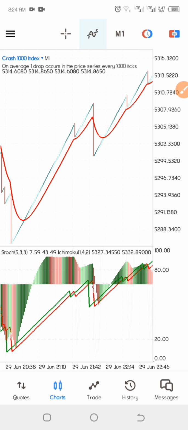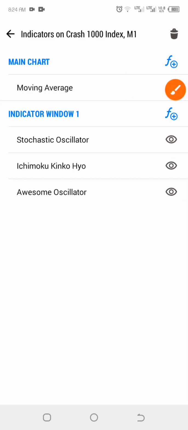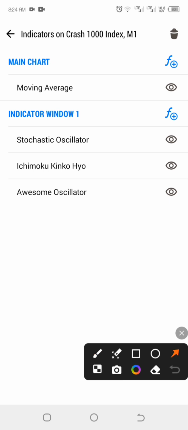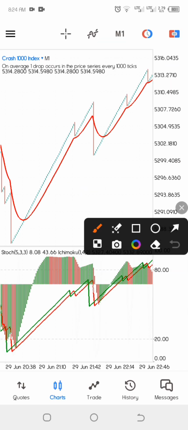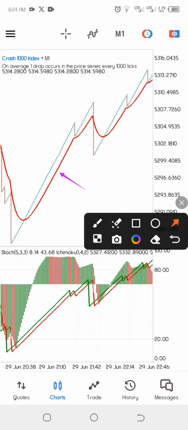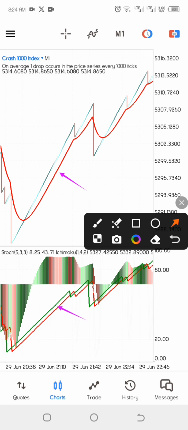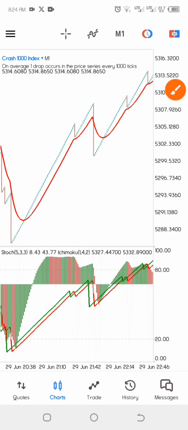Now to do that, this is all the indicator we are going to be using. Now on our main chart, we only need to see the moving average. Now we have the stochastic oscillator, which is the arrow, and we have the Ichimoku, which is the line, and we also have oscillator, which is the volume. Okay, so talking about this, the moving average is right here. The Ichimoku is these two lines we are seeing right here, and the oscillator is this volume right here. So that is what we are dealing with.